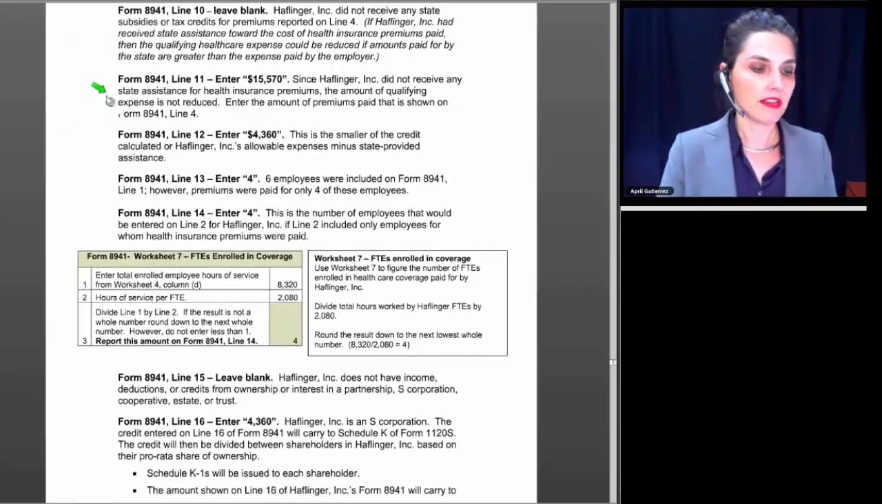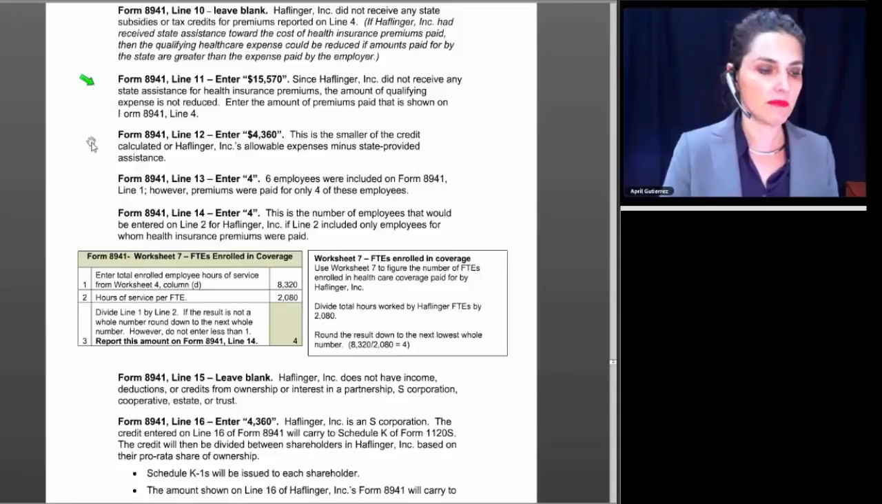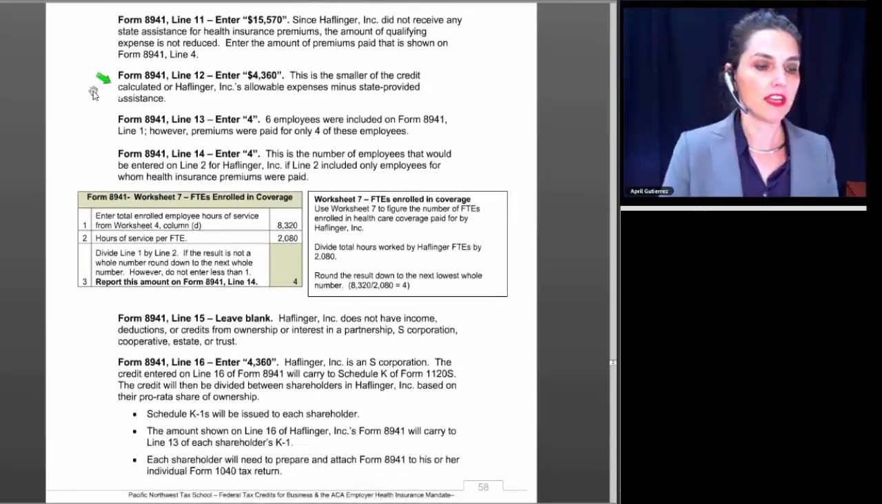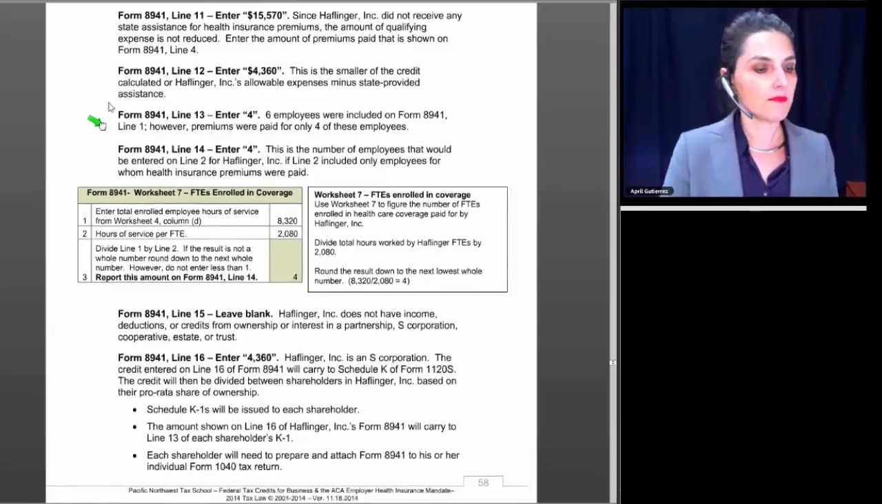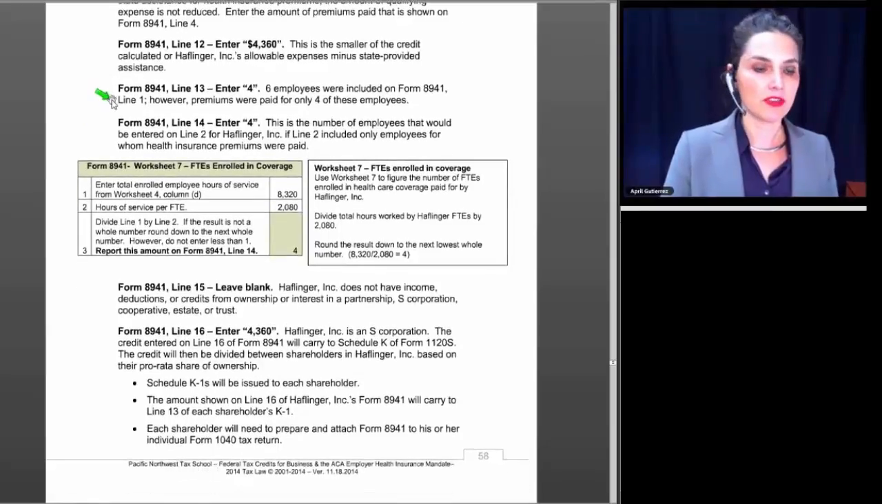Moving on to line 11, enter $15,570. Since Haflinger Inc. did not receive any state assistance, there is no reduction in the amount of expense they have. On line 12, enter $43.60. This is the smaller of the credit calculated, or Haflinger Inc.'s allowable expenses minus the state-provided assistance. Then on line 13, we enter a 4.